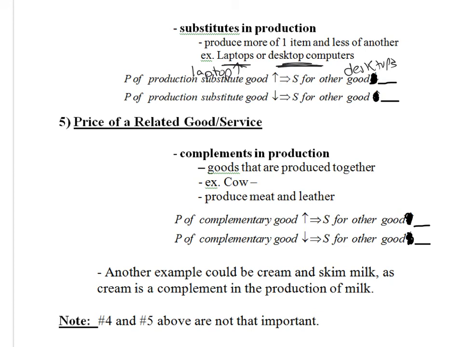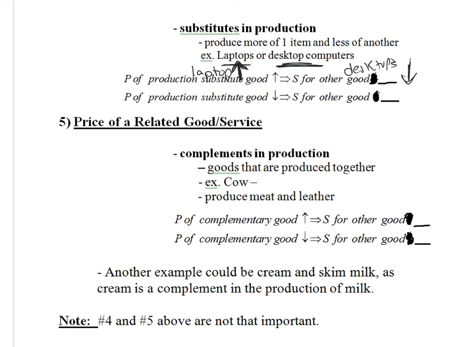If the selling price of laptops goes up, you're the producer, you're like, wow, let's make more laptops. Therefore, would it make sense to supply fewer desktops? The opposite should be true. And a little different here, complements in production. That means when you produce one good, there's actually another good that directly can follow from it in production.